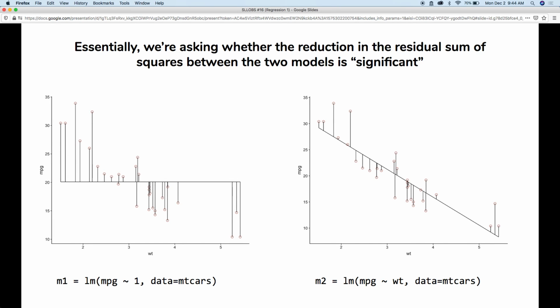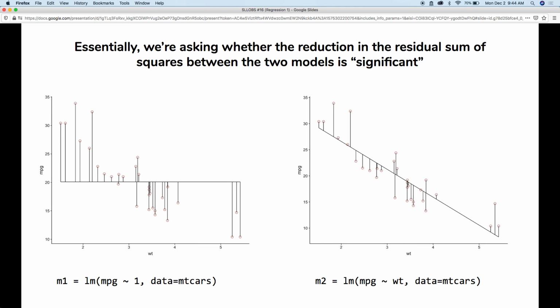Now, this same syntax is going to be used when we get into multivariate regression. You can imagine you could add lots of different predictors to these models and compare them against each other. And you're asking the same question. Overall, is one model better than the other? And in this case, the answer is yes.